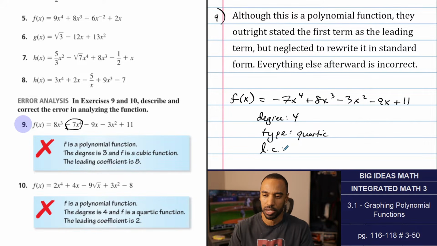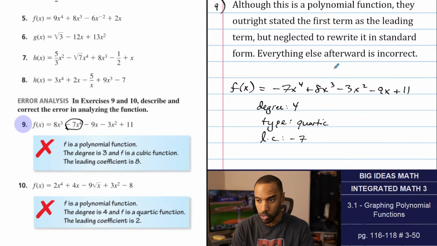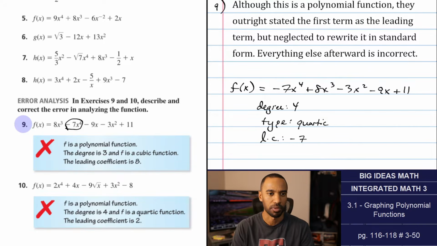And the leading coefficient here is negative 7. So those are the fixes for this one. It is a polynomial. They were totally right on that. I'm not addressing that part. I'm only correcting the mistakes. And that would be the mistake on number 9.